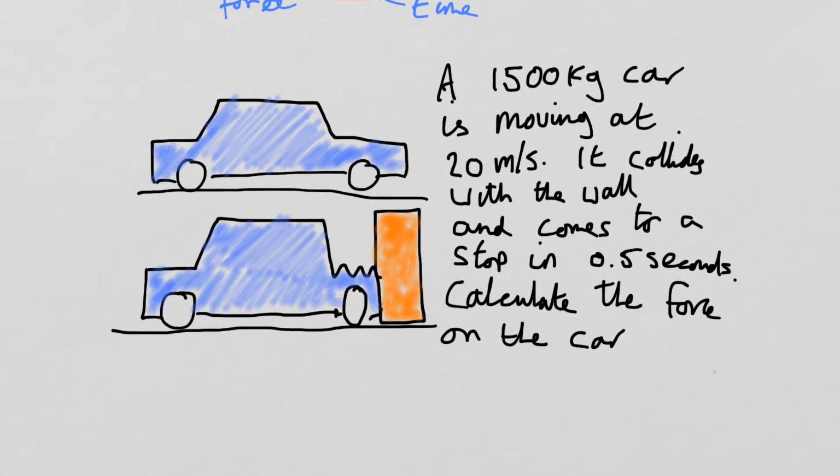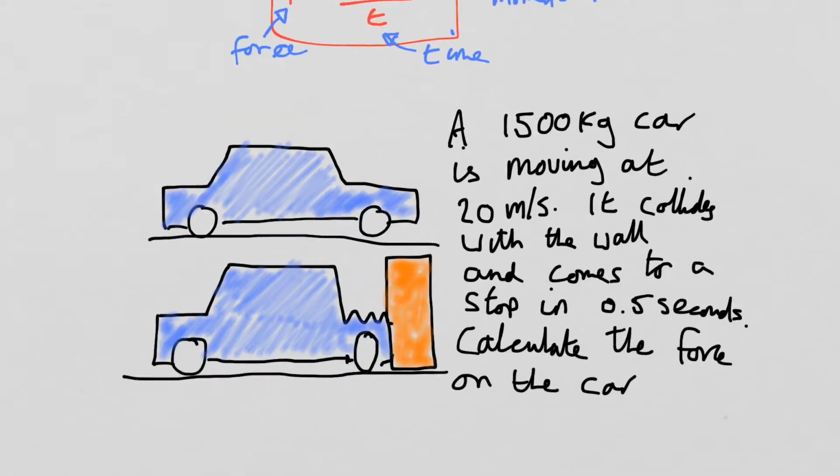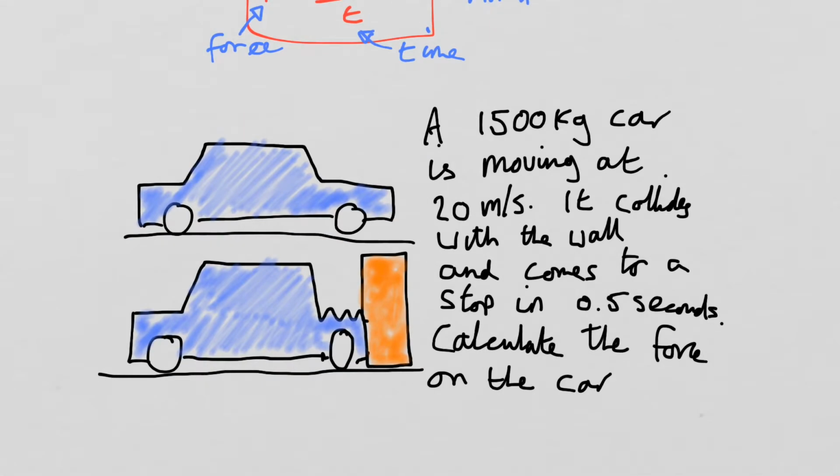Now, what I've got here is a crash test. A crash test involving a car. A car is moving at 20 meters per second. The car has a mass of 1,500 kilograms. And it's going to collide with a wall and come to a stop in 0.5 seconds. Calculate the force on the car. So how would we approach this question?